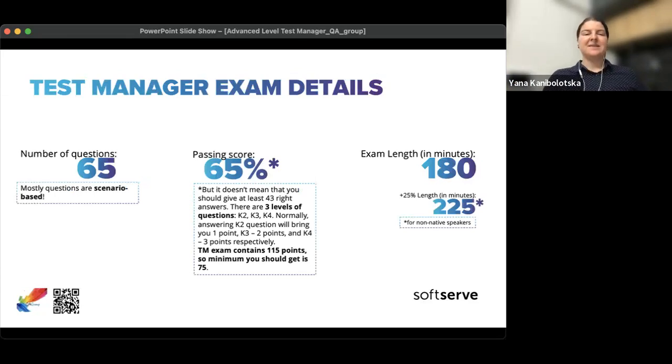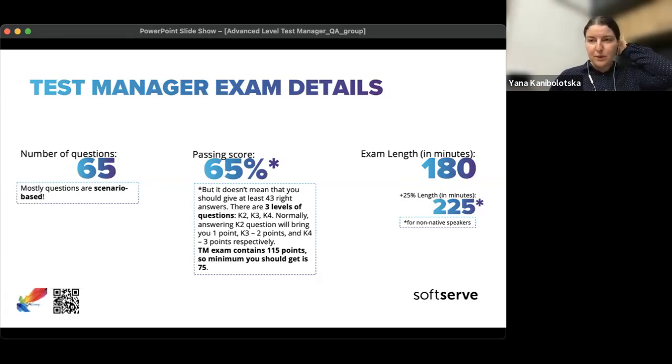So, some details about the test manager exam. This is super general information that you can find on a web page about this exam, but maybe I will shed some light, because not everything was in one place before. Now they have improved their page a bit, so it's more user-friendly and more readable, but still. The number of questions is 65, the same as in the foundation level and advanced level test analyst, for example. But what is the biggest difference from foundation level? The biggest difference is that mostly these questions are scenario based.